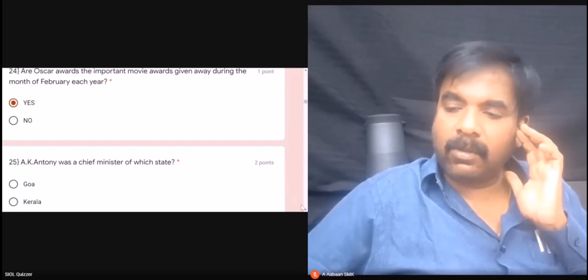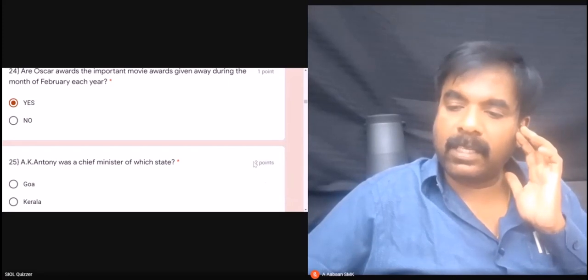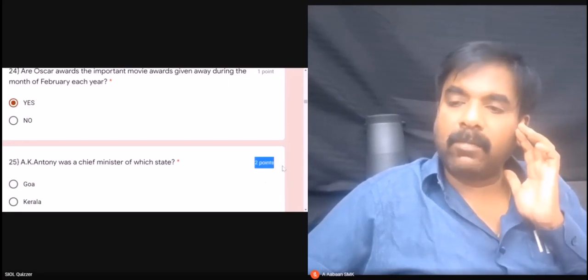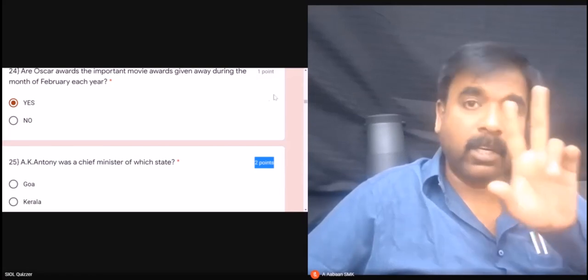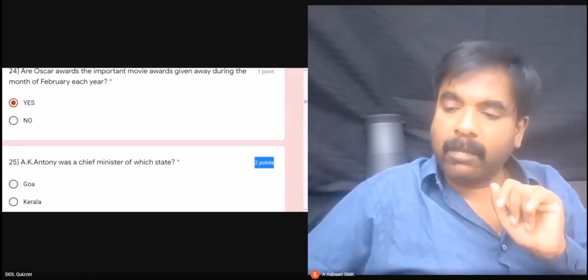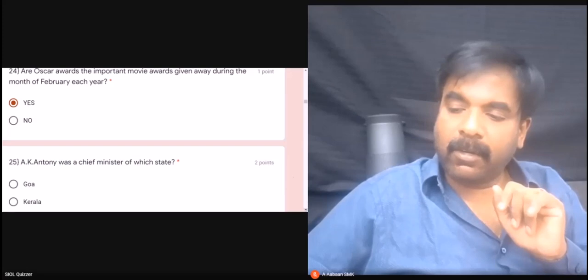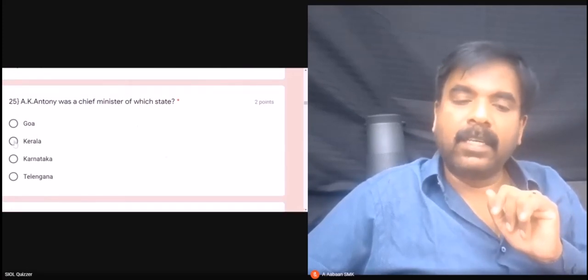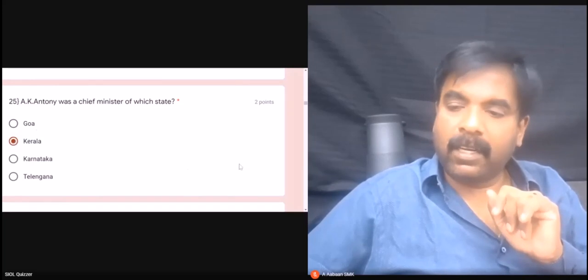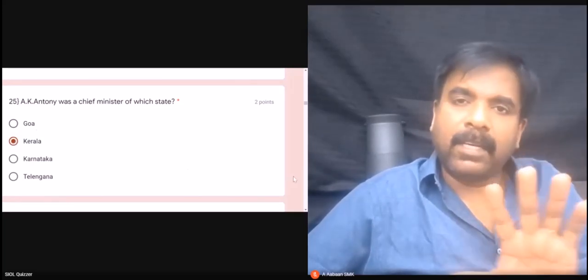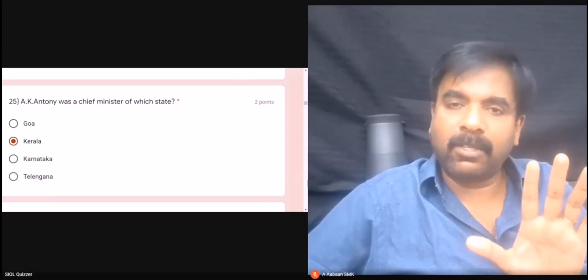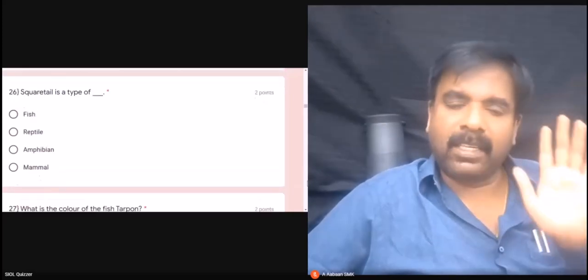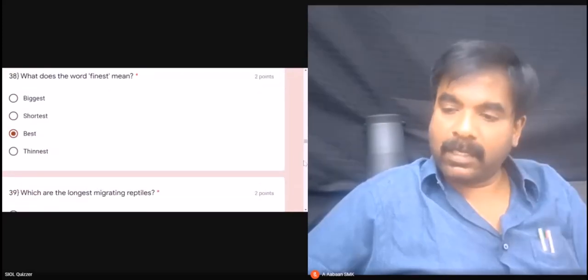Next is A.K. Antony was the chief minister of which state? Now you can see here, the points has become 2. Till now it was 1 point because only 2 options were there. Now the number of options will increase. A.K. Antony was the chief minister of which state? He was actually chief minister of Kerala. Okay, this question paper has 60 questions. Let us not go up to 60. Let us stop with 30. That is just to give you a feel for the questions.